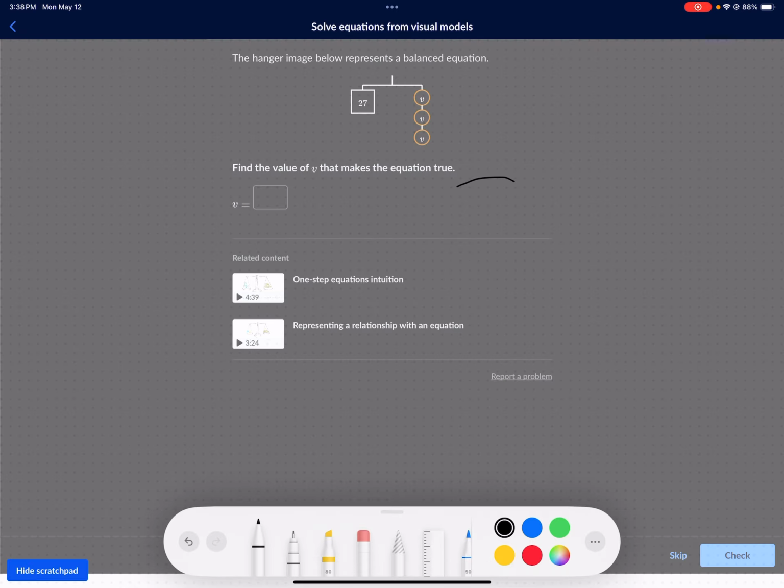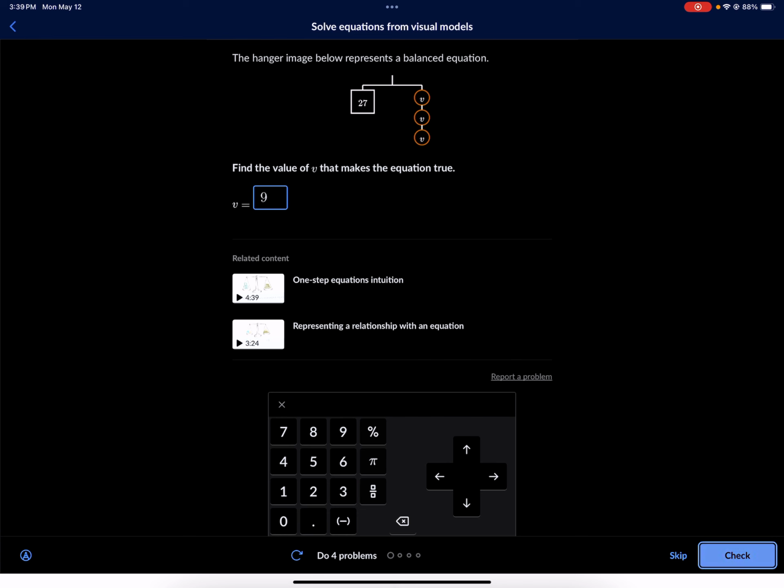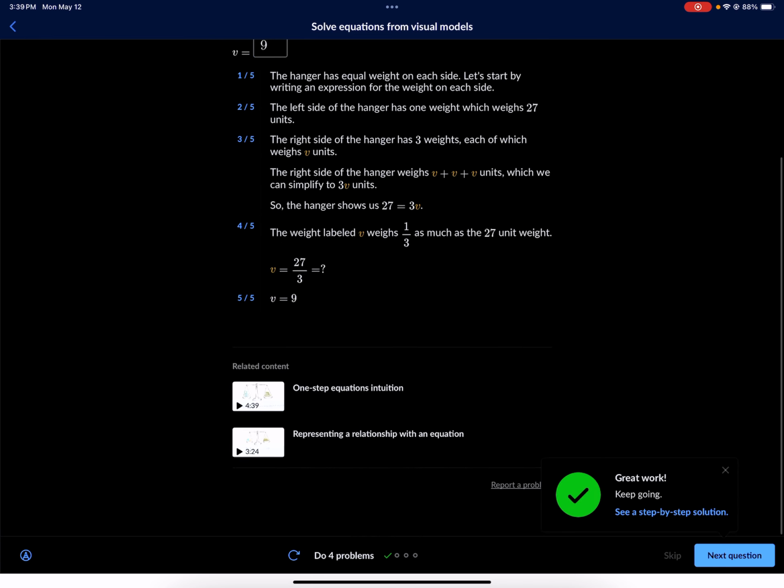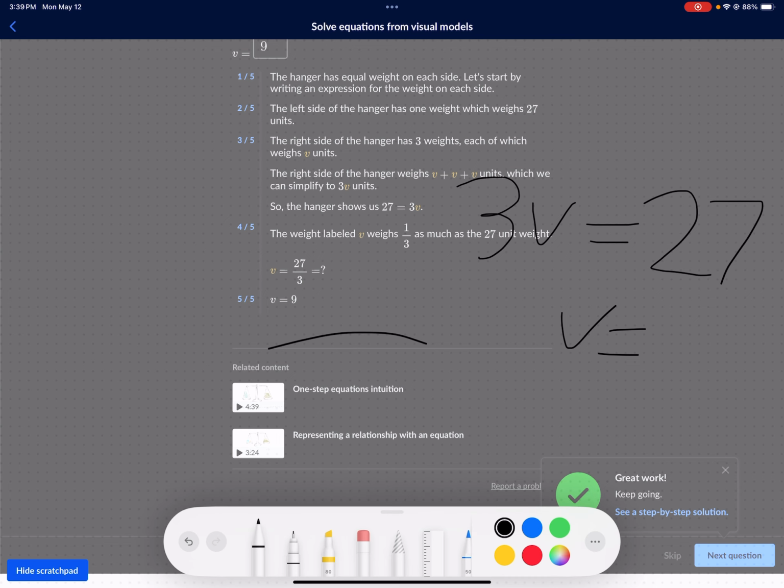First, let's write the literal equation. We learned it from last lesson. So that would be this. And then we divide by 3 on both sides. V is equal to 9. Good job. You guys got that one fast. If you got that right, good job. If you didn't, here's the explanation, here are the videos, and happy studying.